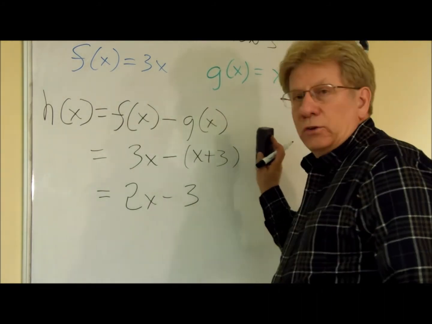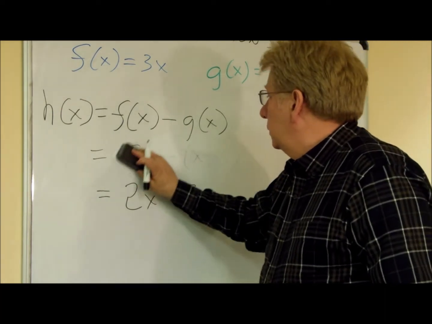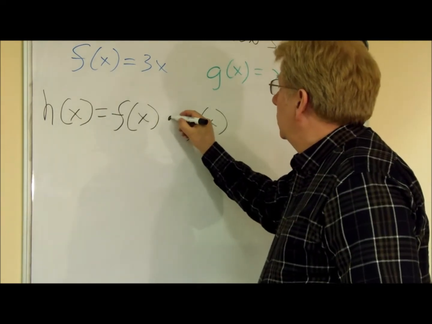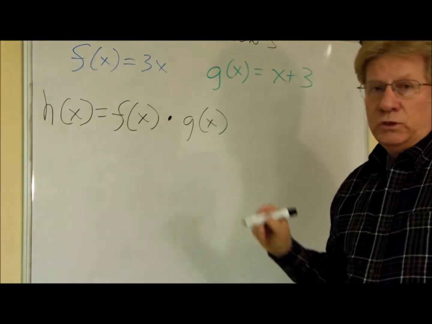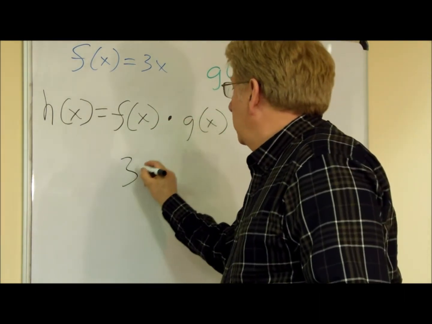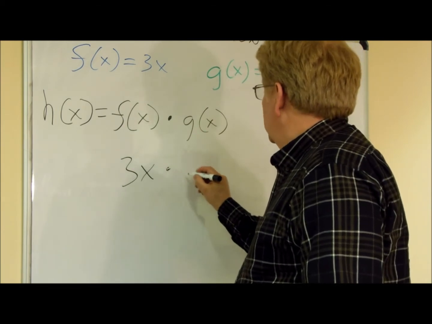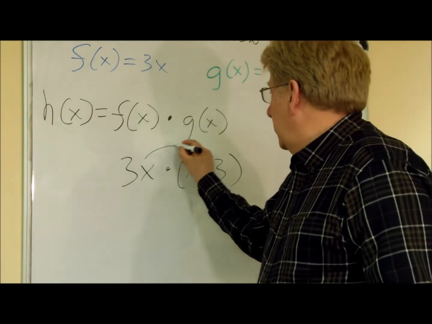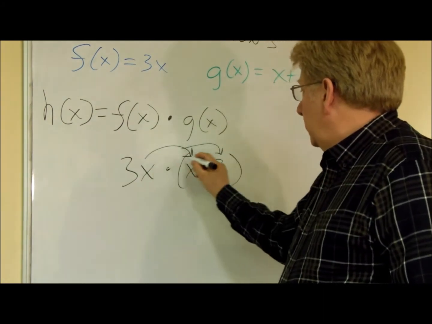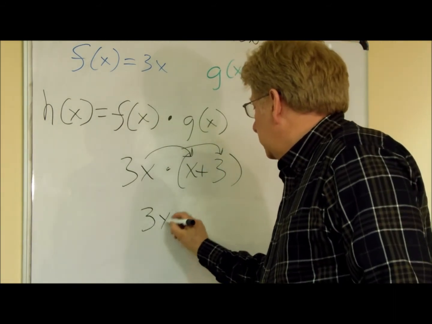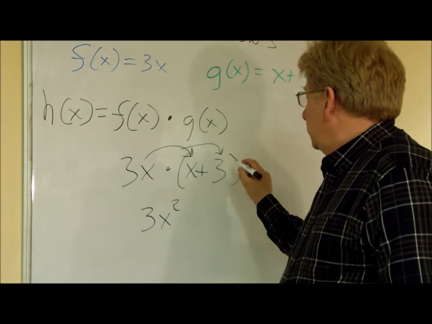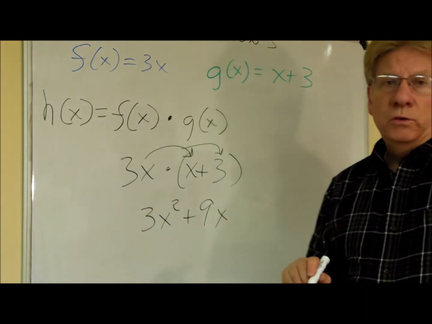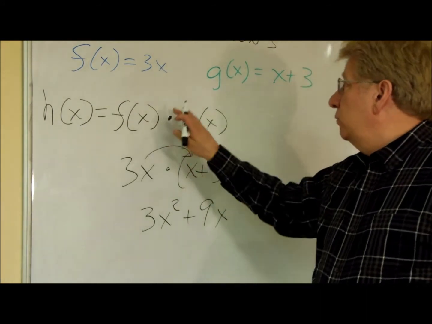Alright, let's try multiplication of the two functions. In that case, instead of a minus, we'll put a dot for multiplication, f of x times g of x. So we have 3x times (x plus 3). We can use the distributive property for that. So 3x times the first term, x, gives us 3x squared, and 3x times 3 would be 9x. So that would be the new composite function for the product of these two functions.